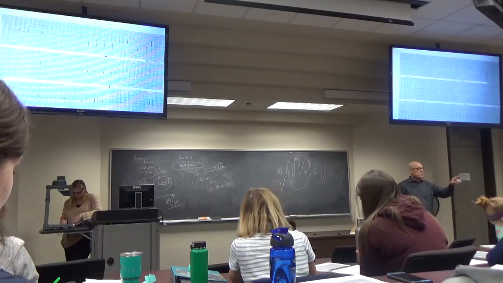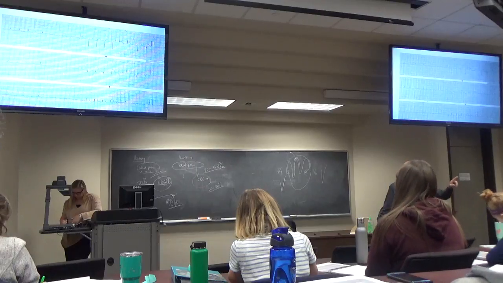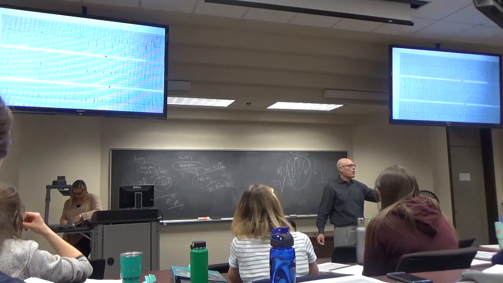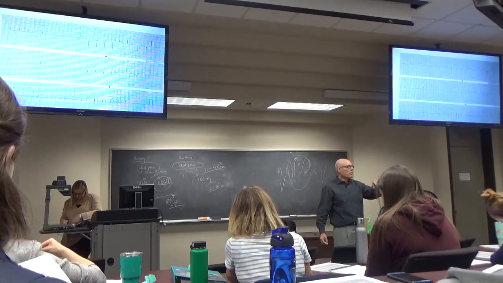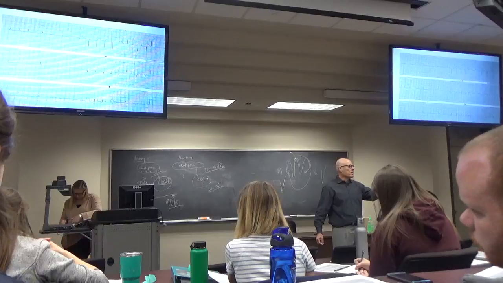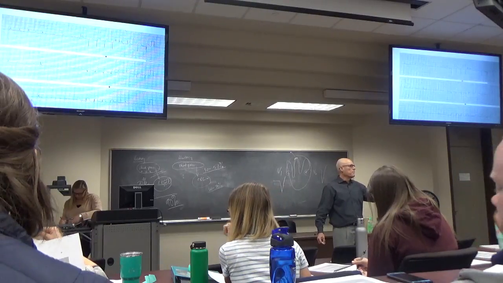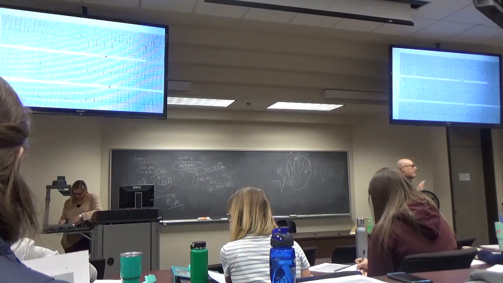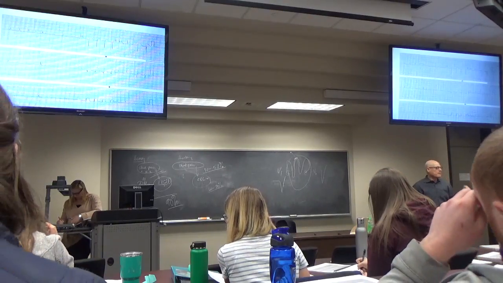So the reason that WPW can be dangerous is that if they get into a tachycardial recurrent rhythm, a recircuit rhythm, then it can become unstable and they can have ventricular fibrillation and die. It can just be too fast. But you can have pre-excitation at any rate.